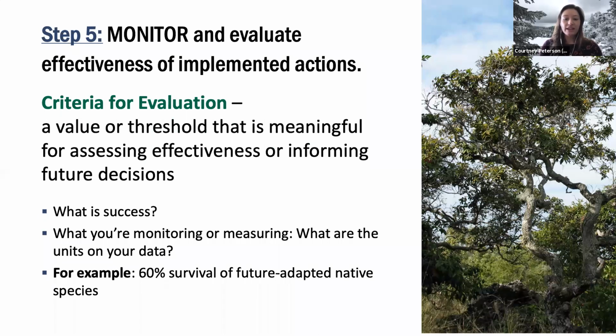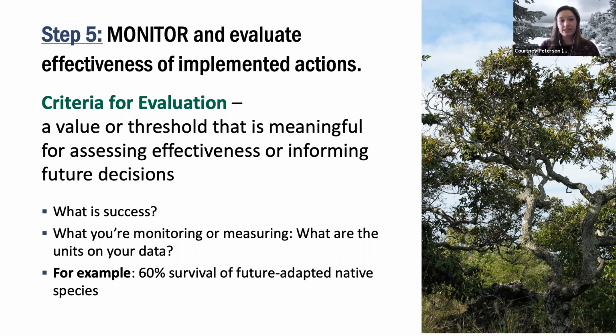The second thing we want you to do is identify your criteria for evaluation. This is really, what is the value or threshold that's meaningful for monitoring your variable? How are you really going to assess the effectiveness and inform your future decisions for management? This is really asking, what does success look like? What you're monitoring or measuring is really the units of your data that you're trying to capture through your monitoring. So, based on the example of monitoring the number of surviving seedlings, what represents success?